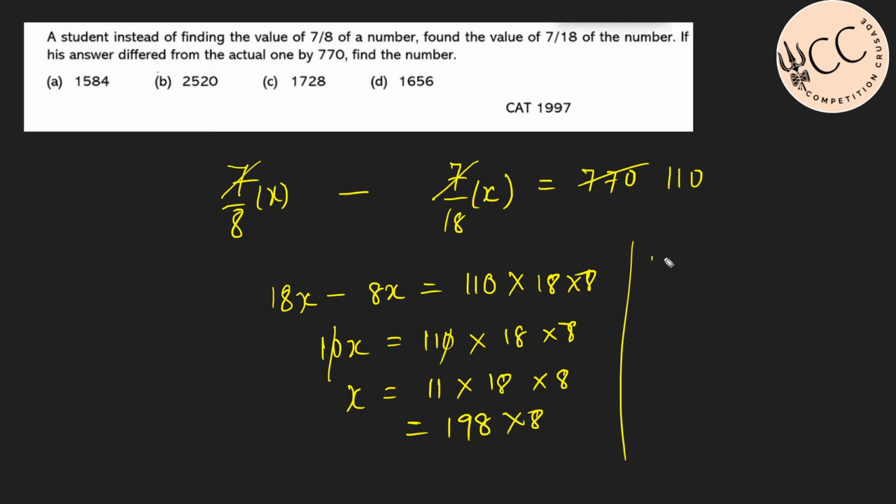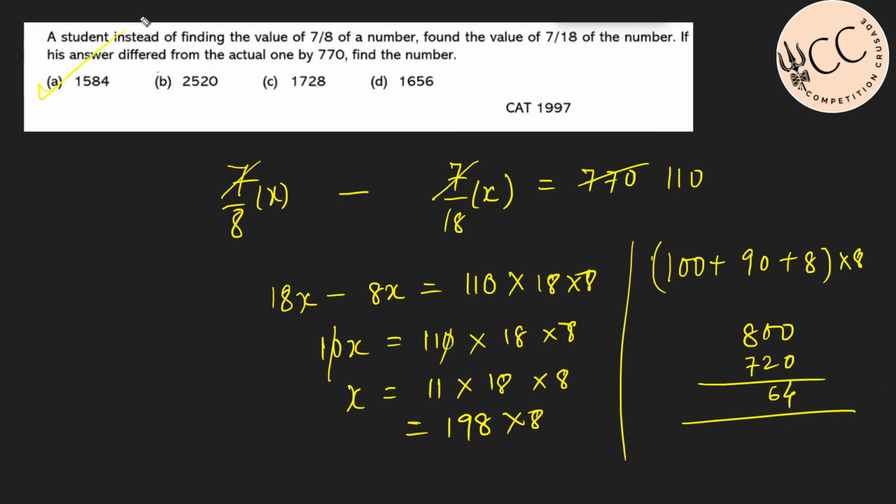Typically I'm just showing you how you should do it. This 198 can be broken as 100 plus 90 plus 8. Just multiply these individually, so you'll get 800. All of this will be in your mind. I'm doing it on the whiteboard because I want to show you something, but all of this can be done in your mind. So 800 plus 720, you do this in your mind. So this is 1500 and something, and the last bit is 64.